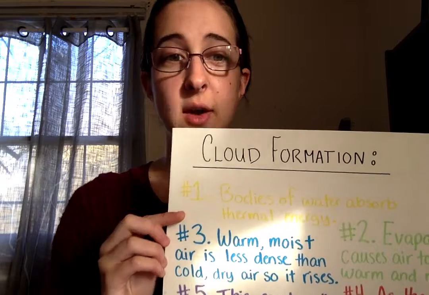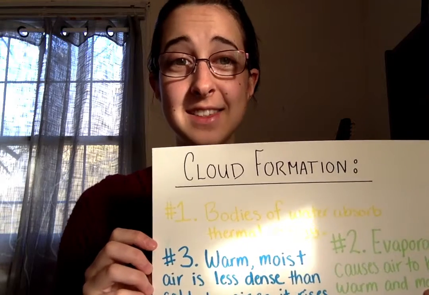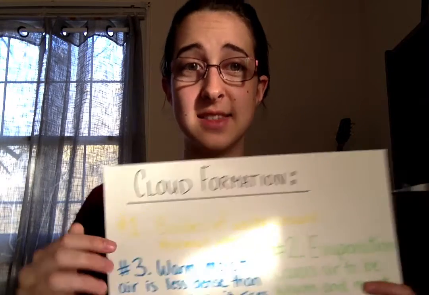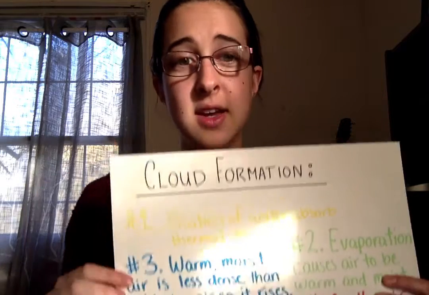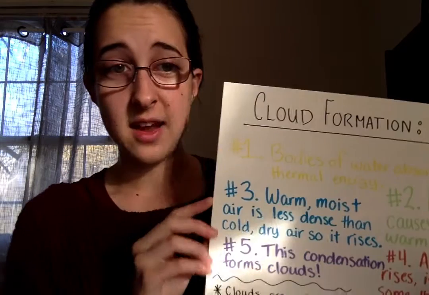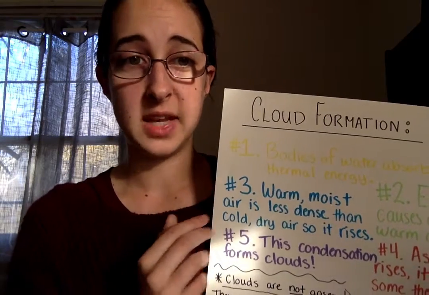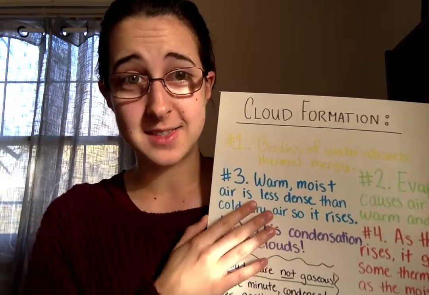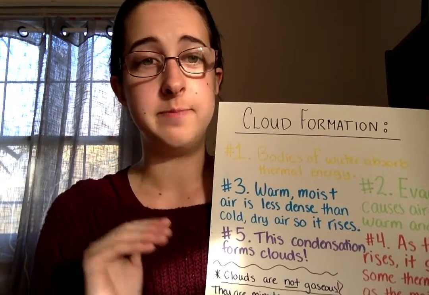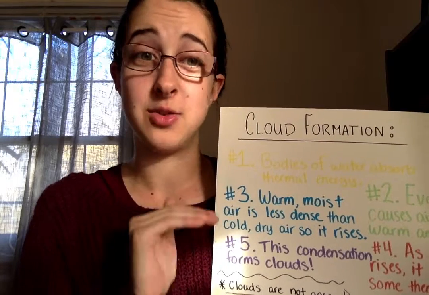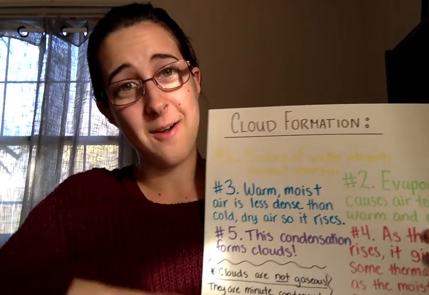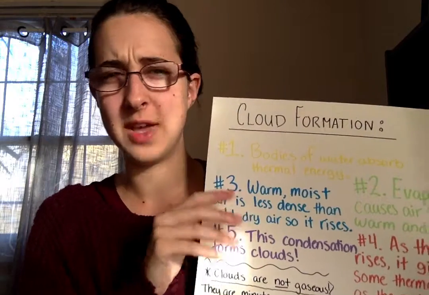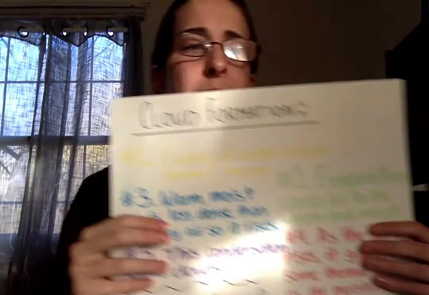Step number 3, that warm moist air is less dense. We should know that word density. What is less dense tends to rise, correct? So this less dense air now, it's less dense than dry, cold air. So warm air rises, you can remember it that way. This air is now going to rise. So now we see how clouds are kind of being picked up off the ground, right? So far, we haven't really formed a cloud yet.